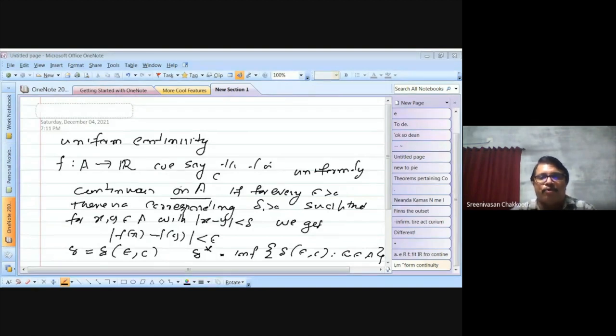Corresponding to another point C3, we get a delta epsilon C3. So if we get an infimum of all such numbers for every C element of A, then if that infimum exists, then we can do for all points in that set with that delta star. Then we have uniform continuity.